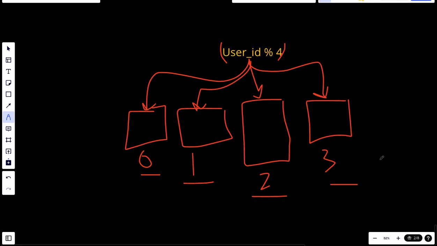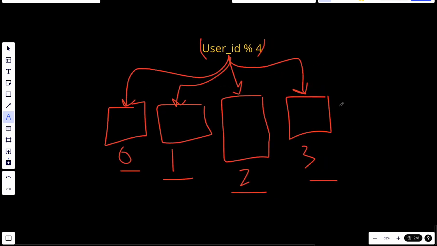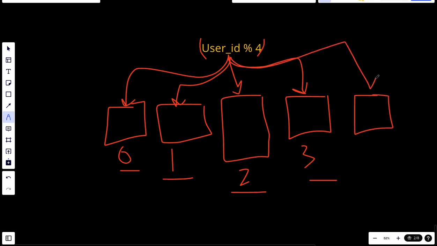Sharding is a great technique to scale the database, but it comes with a lot of complexity. First one is resharding data. For example, let's say that we have a new server we're adding because we have a lot of data, and this sharding function is now by 4.